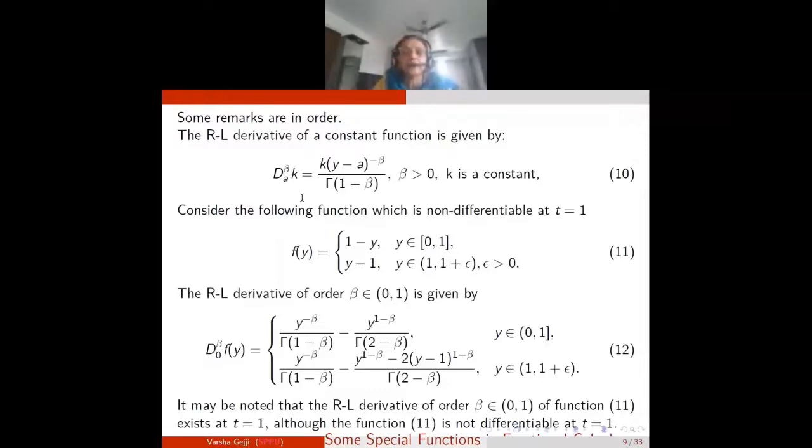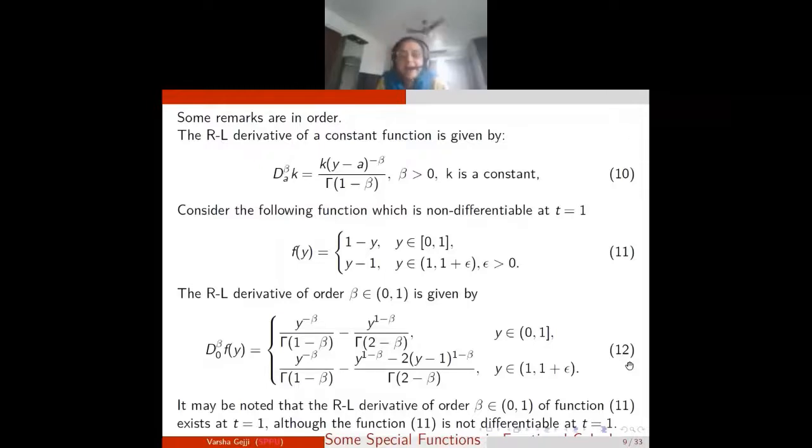So at t equal to 1, the function is non-differentiable. So its derivative doesn't exist at t equal to 1. Or rather, I should say here at y equal to 1. It should not be t equal to 1. It is f of y. So sorry, it should be y equal to 1. Now here, if I consider its Riemann-Liouville derivative, so I take this function, it's a simple function, put in those definitions, and I get these expressions given in 12.